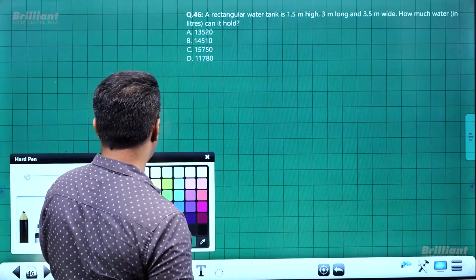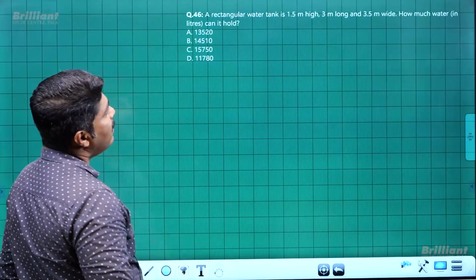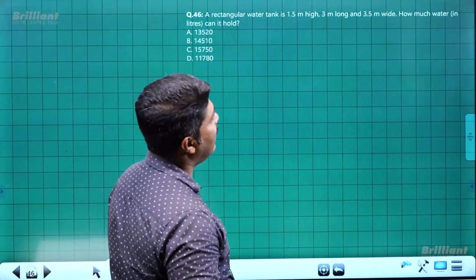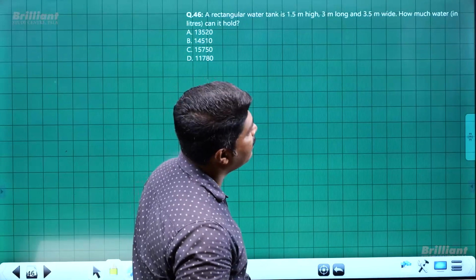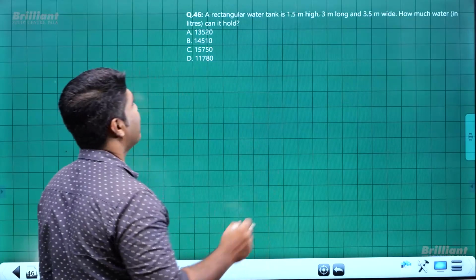So consider this question. A rectangular water tank is 1.5 meter high, 3 meter long, 3.5 meter wide. How much water in liters can it hold?